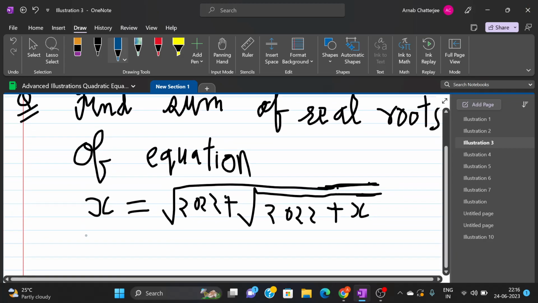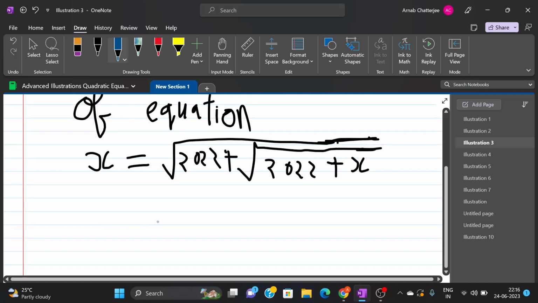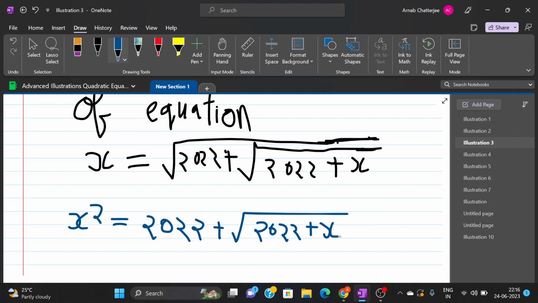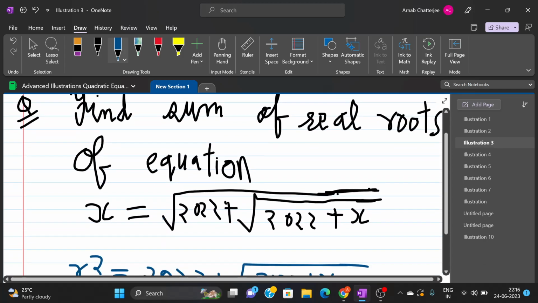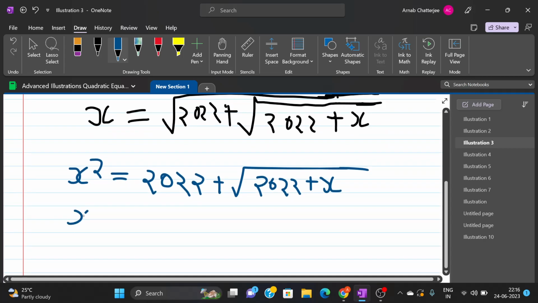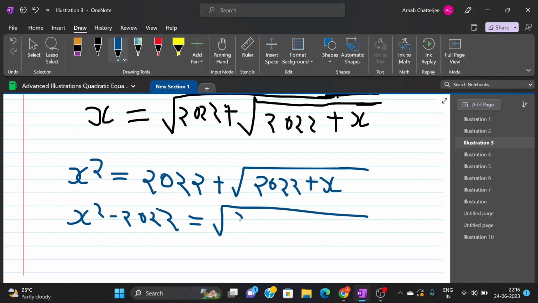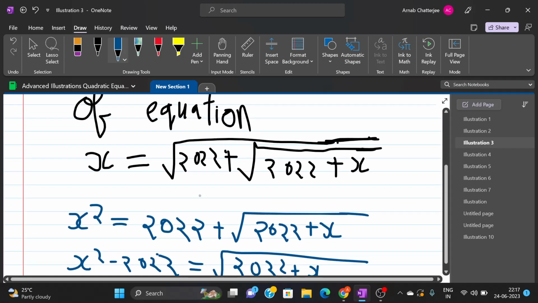So the first approach that comes to mind is let's take the square on both the sides to remove the square root. So yep, let's take it, and we have x square equal to 2022 plus square root of 2022 plus x. Now what? So now we can think like, let's bring this here and take the whole square once again.